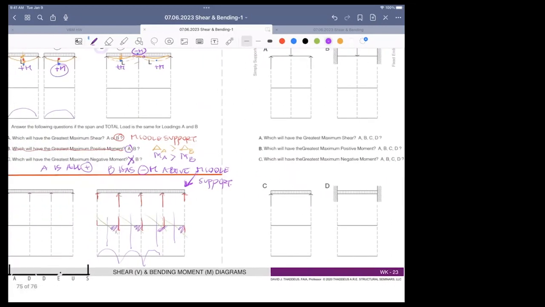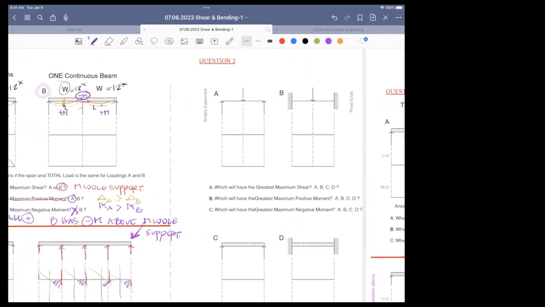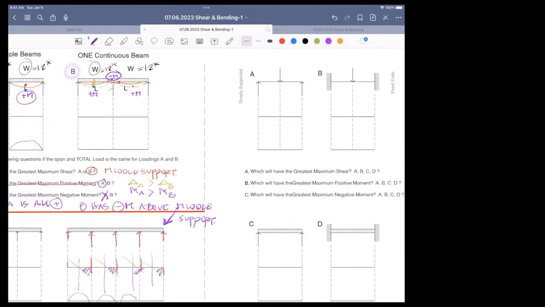Let me go here to this one. Loading A is 12 kips in the middle. Loading B is 12 kips in the middle, but both ends are restrained. And C is a uniform load of 12 kips. And D is a uniform load of 12 kips, both ends restrained. Everybody has a 24-foot span, for the same span and the same load. I didn't say that, I'm sorry. That's what is meant: for the same load and same span.